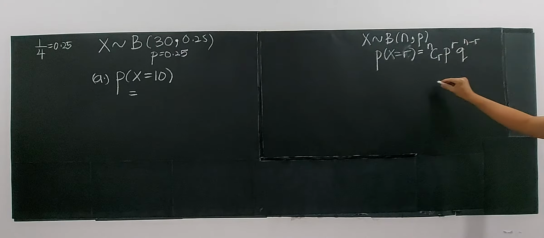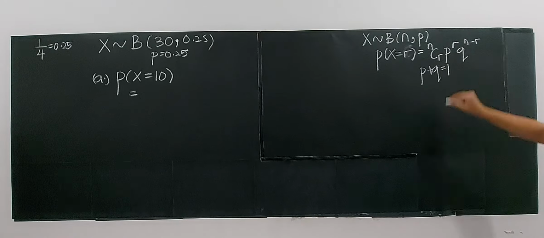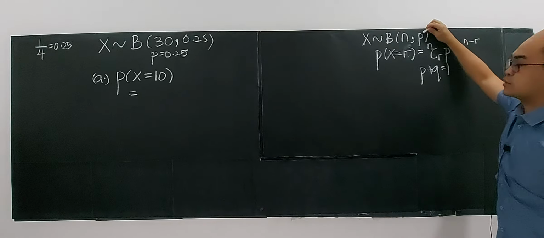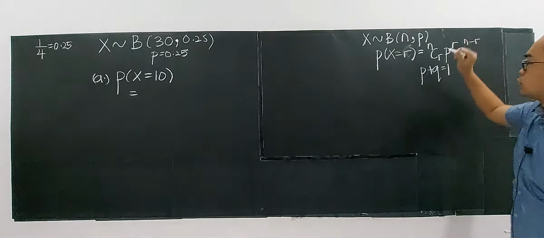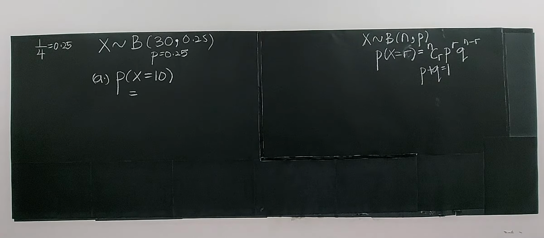What is Q? The probability of P plus the probability of Q must be 1. P is the probability of success. If you total up success and failure, the probability must be 1. They are complements of each other. P plus Q must be 1. Either it will be success or not success. There are only 2 outcomes.